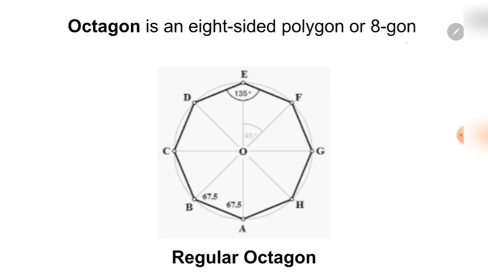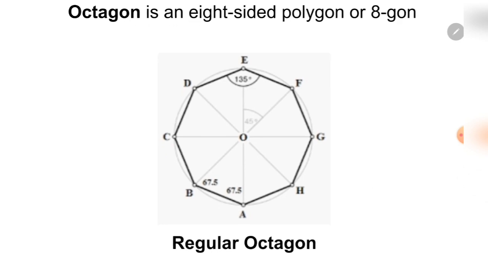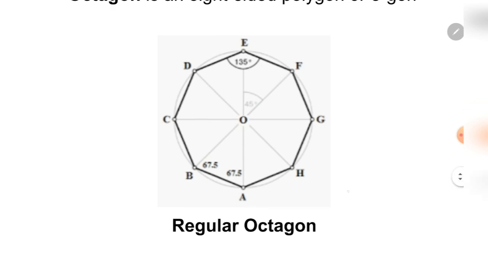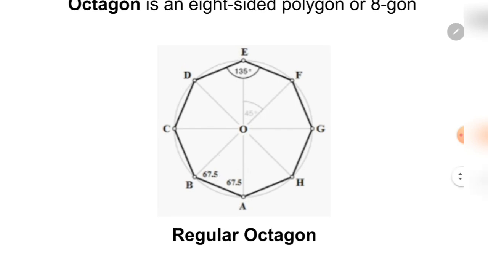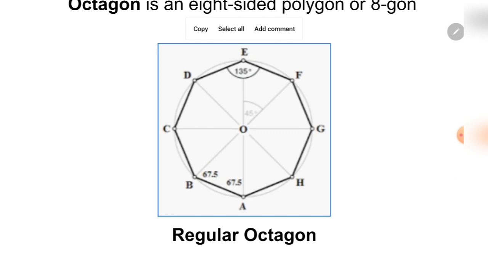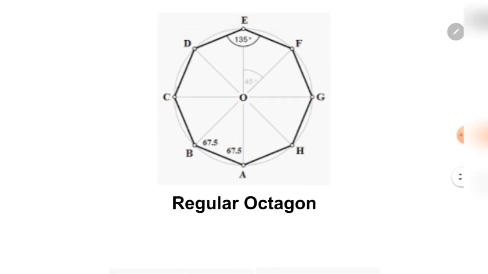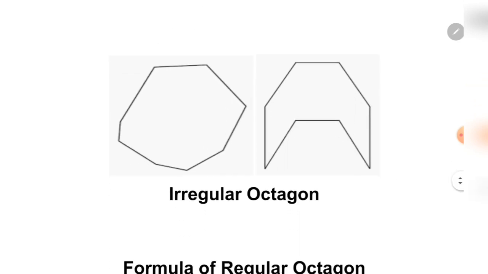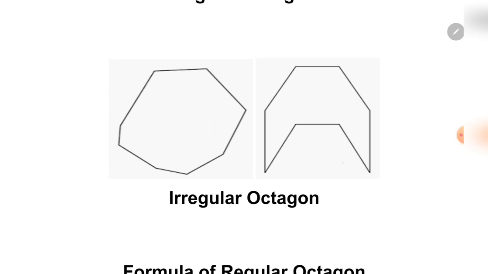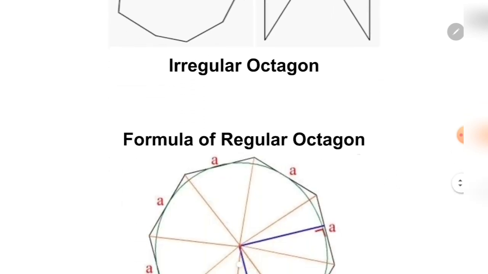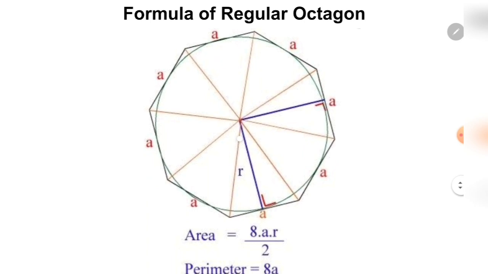Next, also the octagon, an 8-sided polygon or 8-gon. That is 135 degrees, and then there is 45 degrees here, and then this is 67.5. Why 67.5? Because if you divide 135 by 2, that is 67.5. And then this is a regular octagon because all sides and all angles are equal. And then this is an irregular convex octagon, and in here an irregular concave octagon.